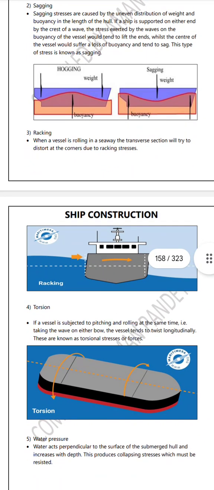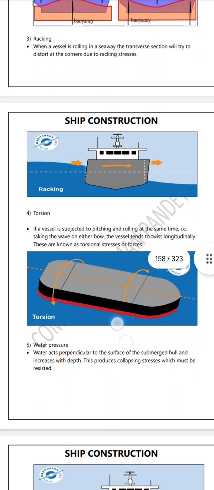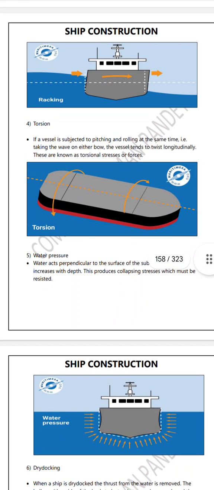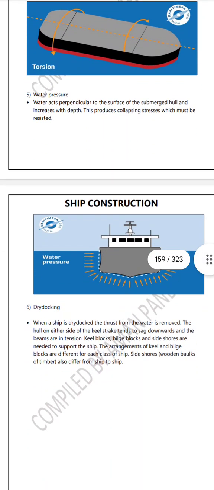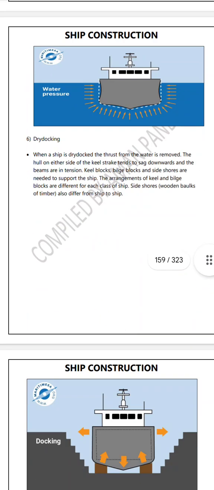Racking: when a vessel is rolling in a seaway, the transverse section will try to distort at the corners due to racking stresses. Torsion: if a vessel is subject to pitching and rolling at the same time, taking the wave on either bow, the vessel will tend to twist longitudinally. These are known as torsional stresses. Water pressure: water acts perpendicular to the surface of the submerged hull and increases with depth. This produces collapsing stresses which must be resisted.